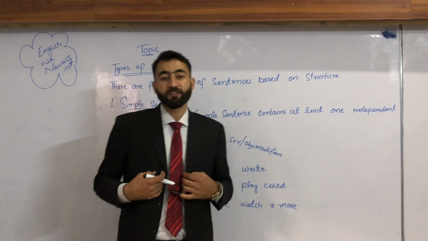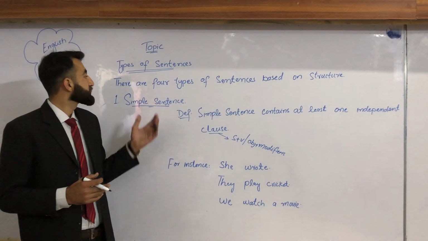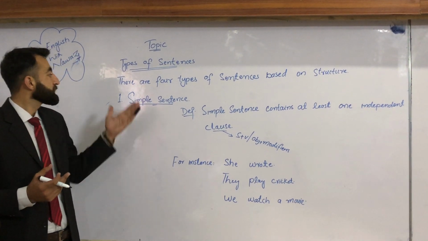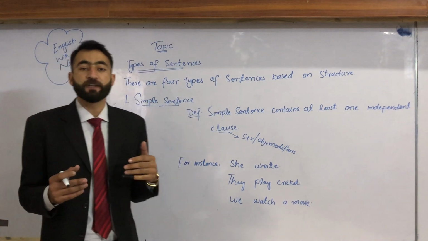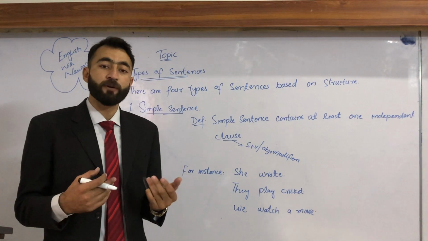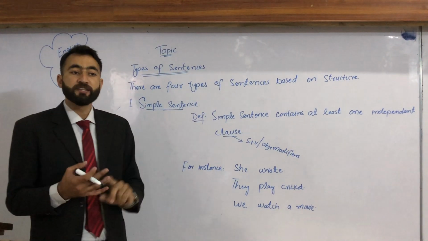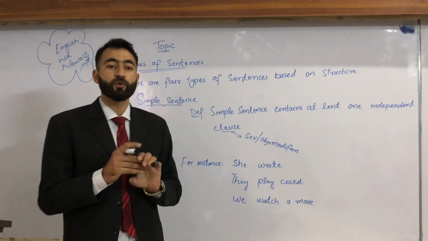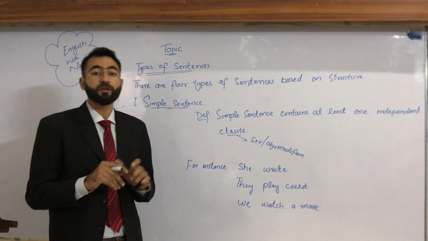This is Nawaz. I came up with another topic today, that is types of sentences. You can see here that there are 4 types of sentences based on structure. When we consider structures of sentences, we get 4 types of sentences. The first is simple sentence, the second is compound sentence, the third is complex sentence, and the last but not the least is compound complex sentence.